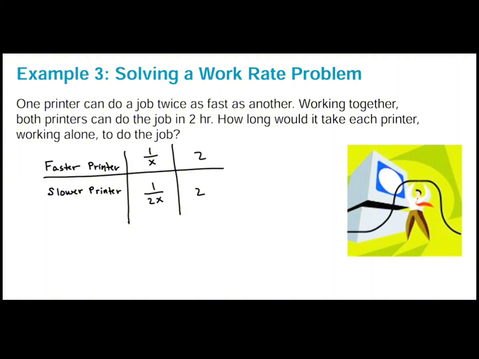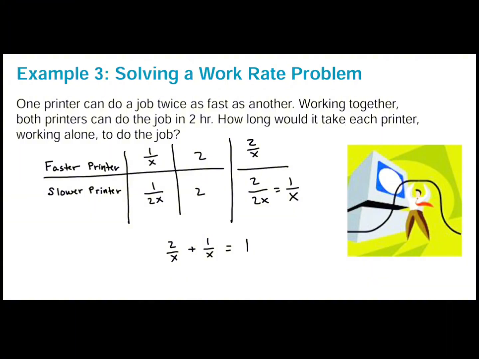Therefore, if we look at the part of the job complete, it'll be 2 over X and 2 over 2X, which is just equal to 1 over X. Now, what should we do? We have to add the two. So it'll be 2 over X plus 1 over X is equal to 1, because we're talking about one job. So as we're going down in this method, we got to go ahead and solve it.